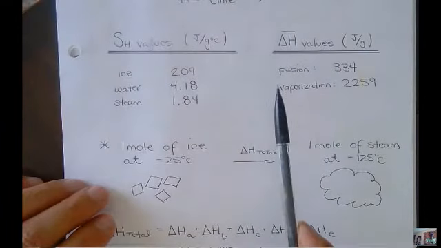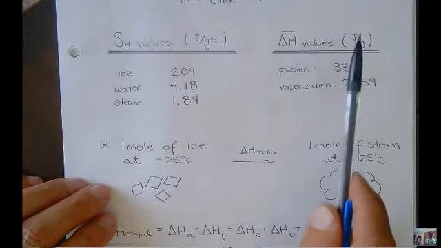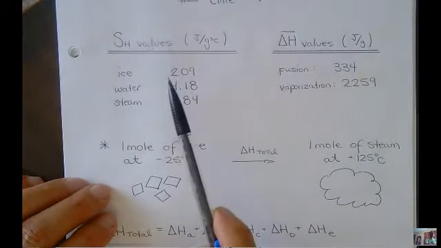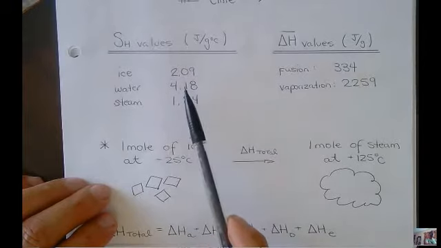Right? So we've got two phase changes. This is the fusion, the first one, and this is the vaporization. They're in joules per gram. This is the specific heats. The first one you need is for ice, then for water, then for steam.